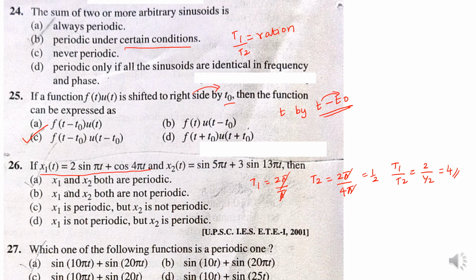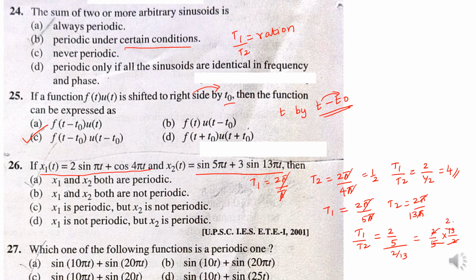And x2 of t, take this. So T1 equal to 2 pi by 5 pi. T2 is 2 pi divided by 13 pi. So pi gets cancelled. So T1 by T2 is equal to 2 by 5 divided by 2 by 13. So 2 by 5 into 13 by 2. So 13 by 5. So this is also a rational number. So x1 and x2 both are periodic. A is the correct answer.